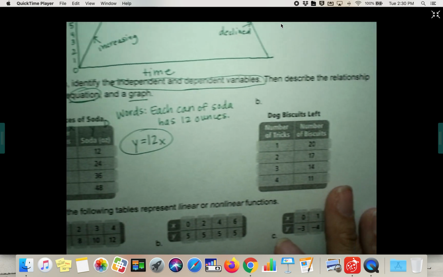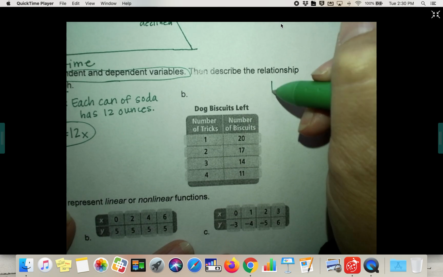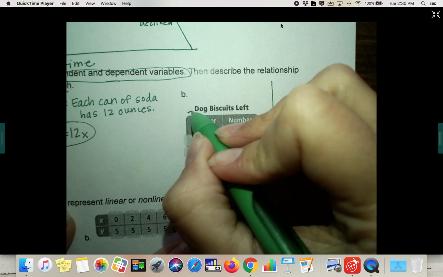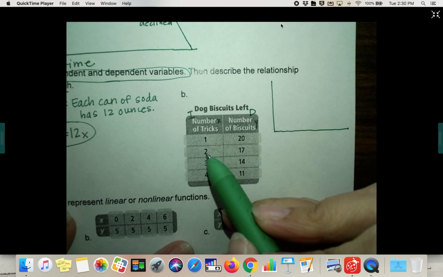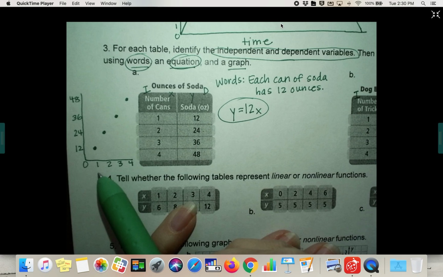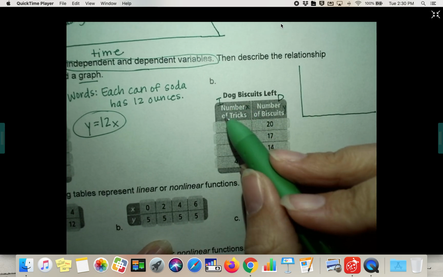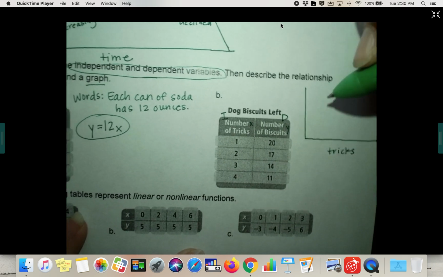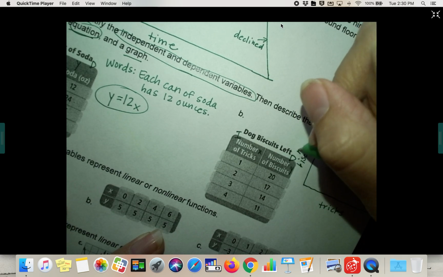Okay, let's try the next one. Dog biscuits left. So I'll just make a quick graph off to the side. This is my independent variable. This is my dependent variable. These are my x's. These are my y's, my input, my output. So for the x-axis, I probably should have labeled these. Cans, ounces. So down here is going to be tricks. And up here is going to be biscuits. Number of biscuits.